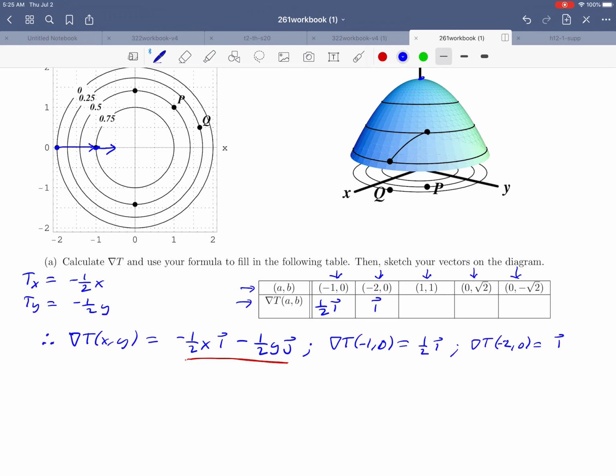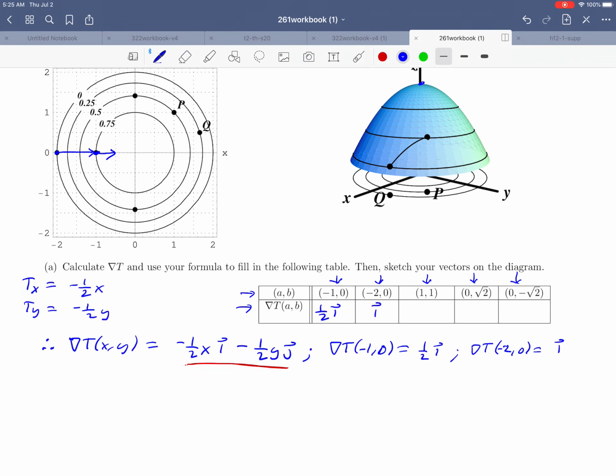Okay, welcome back. So hopefully you've given a shot to filling in the rest of this table. I'm going to go ahead and fill in the rest of the values and the gradient vectors so that you can check your answers. If x and y are both 1, then we're plugging 1 for both x and y in here. That's going to give us -1/2 i minus 1/2 j. So if we go to the point (1, 1), that's going to put us here at P. And we want to go 1/2 to the left and 1/2 down. That vector is going to look like this.